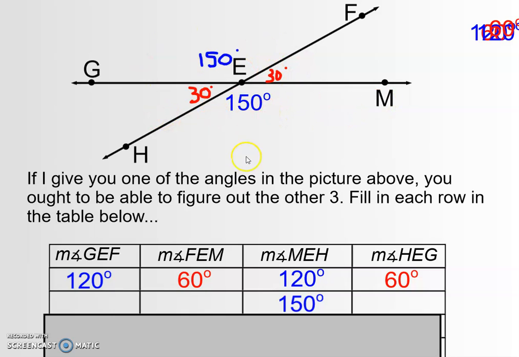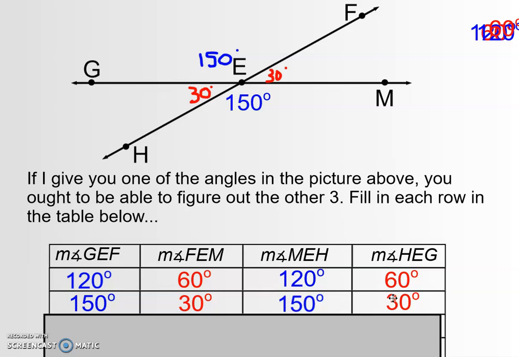And so by just covering up different parts of this picture and looking for straight angles, we can find all four measurements. So going to this table below, we know that angle FEM is 30 degrees. Angle GEF is 150. And finally, angle HEG is 30.